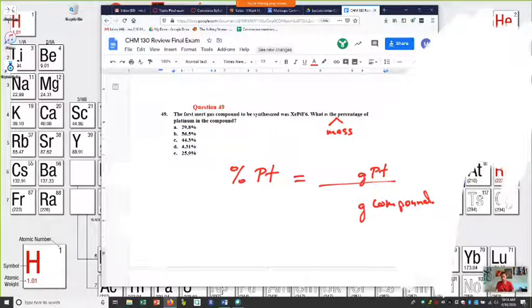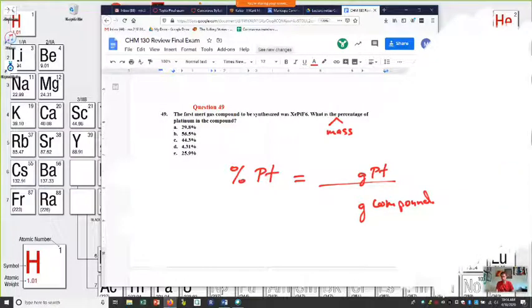Okay, so where could we find information about the mass of platinum? On the periodic table. Yeah, the periodic table tells us that the mass of platinum, depending on which unit we want to use, would be 195 grams of platinum per 1 mole of platinum.